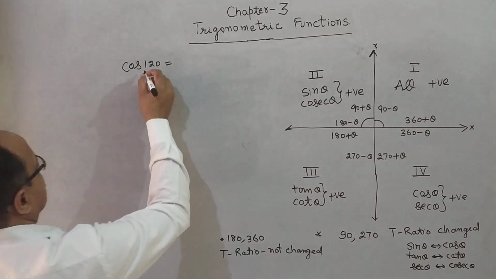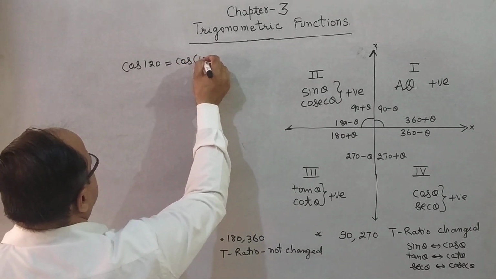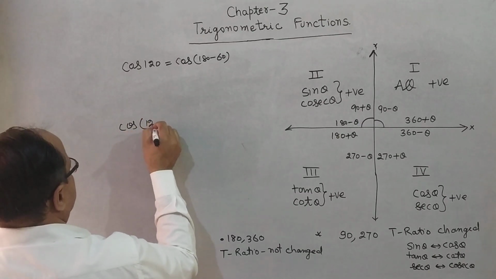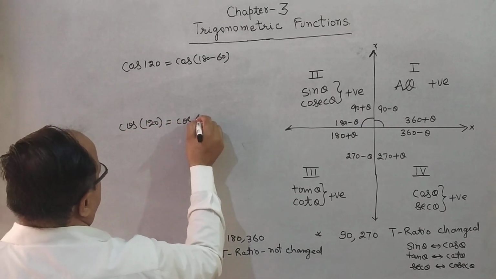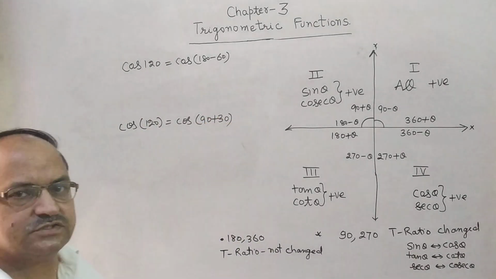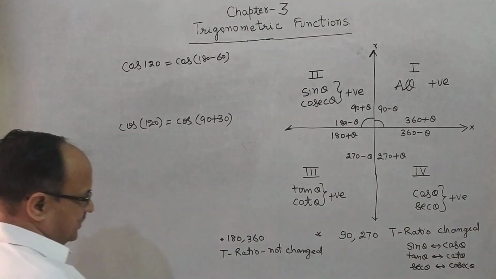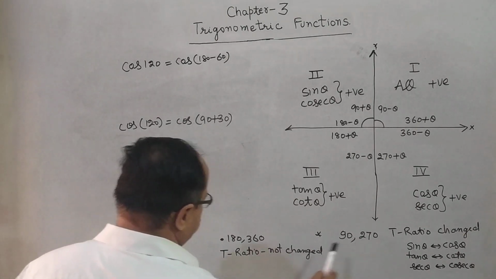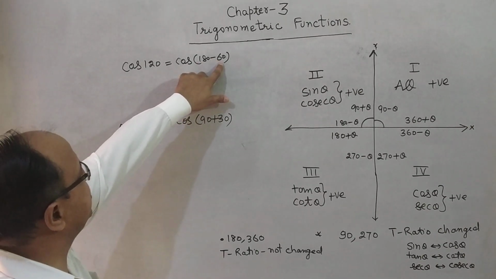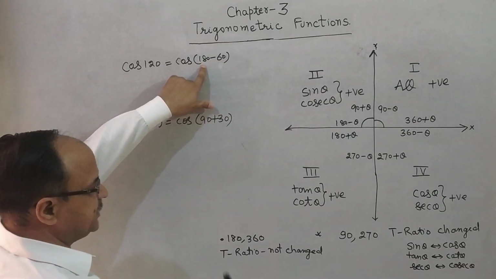Basic question. You want to find cos 120. So there are two methods. You can break 180 minus 60, or you can write cos 90 plus 30. You can break near these 90, 270, 180 and 360. Yes, 180 minus theta. So firstly check the t ratio changed or not.